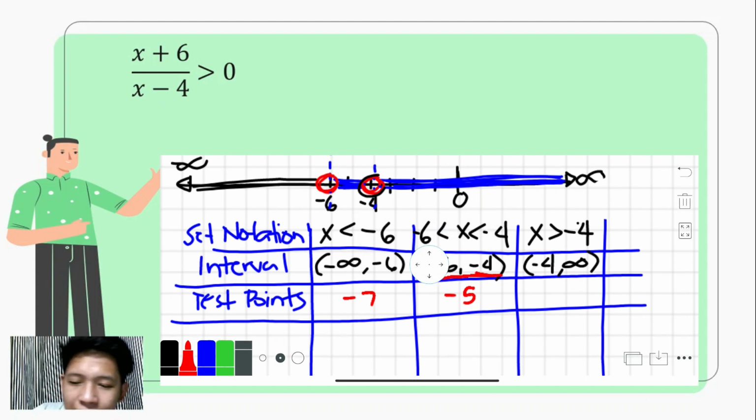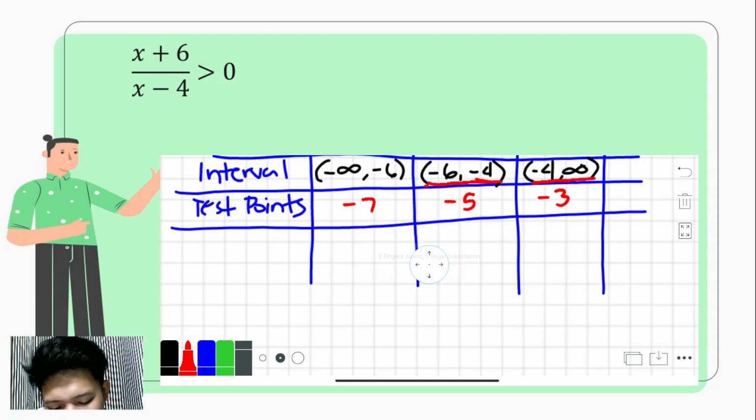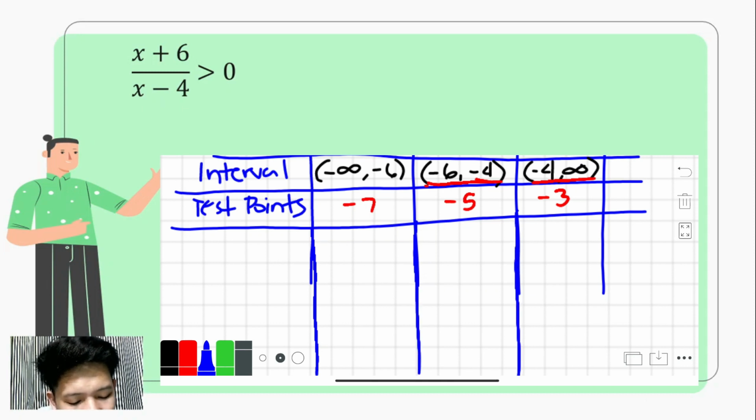So, any test point will do. And then, lastly, we have a test point for greater than negative 4. Okay? So, ano ba yung malapit? That is negative 3. Or pwede namang 0 kung gusto niyo, or any number which is greater than negative 4. Okay? And then, after that, we proceed with the computation on the table of signs.